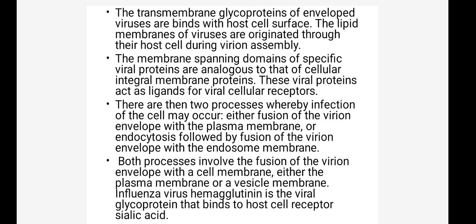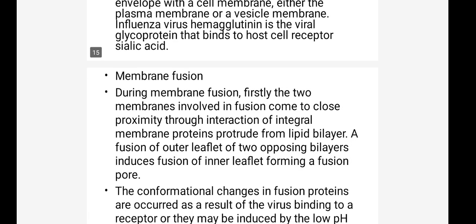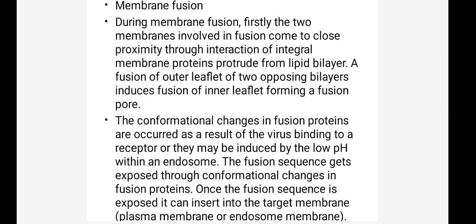The influenza virus hemagglutinin is the viral glycoprotein that binds with the host cell receptor, that is sialic acid, and then there is the membrane fusion process, which is the endosomal membrane fusion. During membrane fusion, firstly the two membranes, that is the viral membrane and either the cell membrane or the endosomal membrane, come into close proximity through the interaction of their integral membrane proteins.